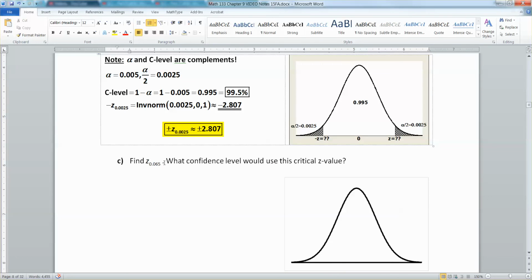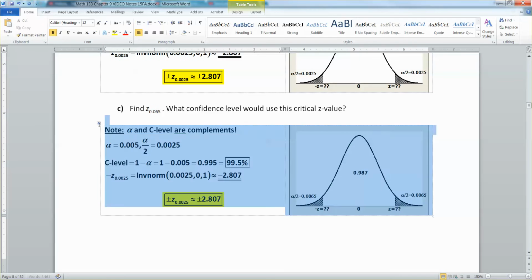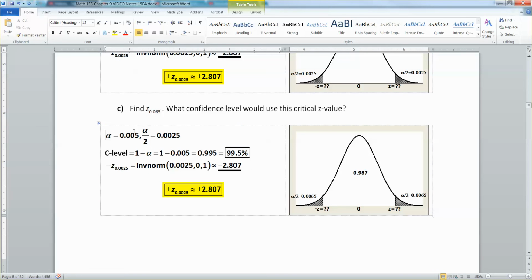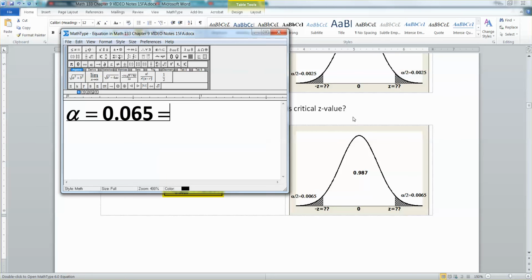Find z sub 0.065, and what confidence level would use that as a critical value? Ooh, good question. Okay, so let's see here. I'm going to get rid of this note here for myself. So alpha is 0.065 on this one. That's the area in the right tail.